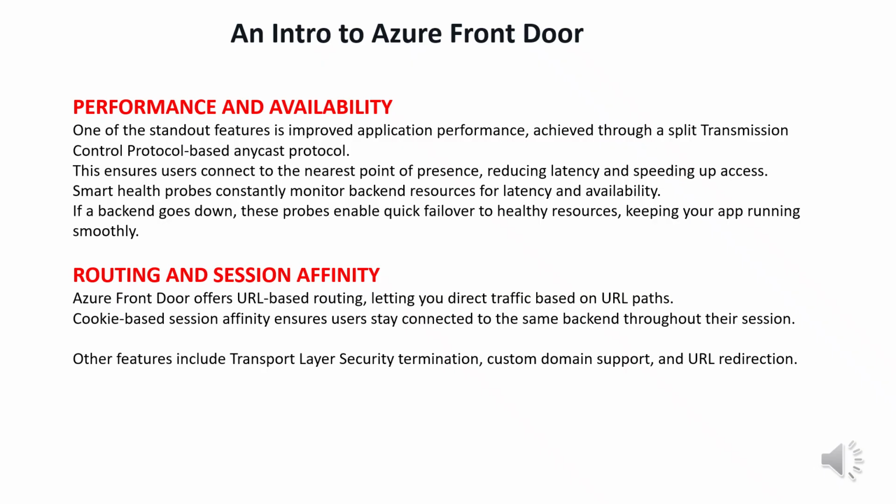Smart health probes constantly monitor back-end resources for latency and availability. If a back-end goes down, these probes enable quick failover to healthy resources, keeping your app running smoothly. Azure Front Door offers URL-based routing, letting you direct traffic based on URL paths. Cookie-based session affinity ensures users stay connected to the same backend throughout their session. Other features include transport layer security termination, custom domain support, and URL redirection.